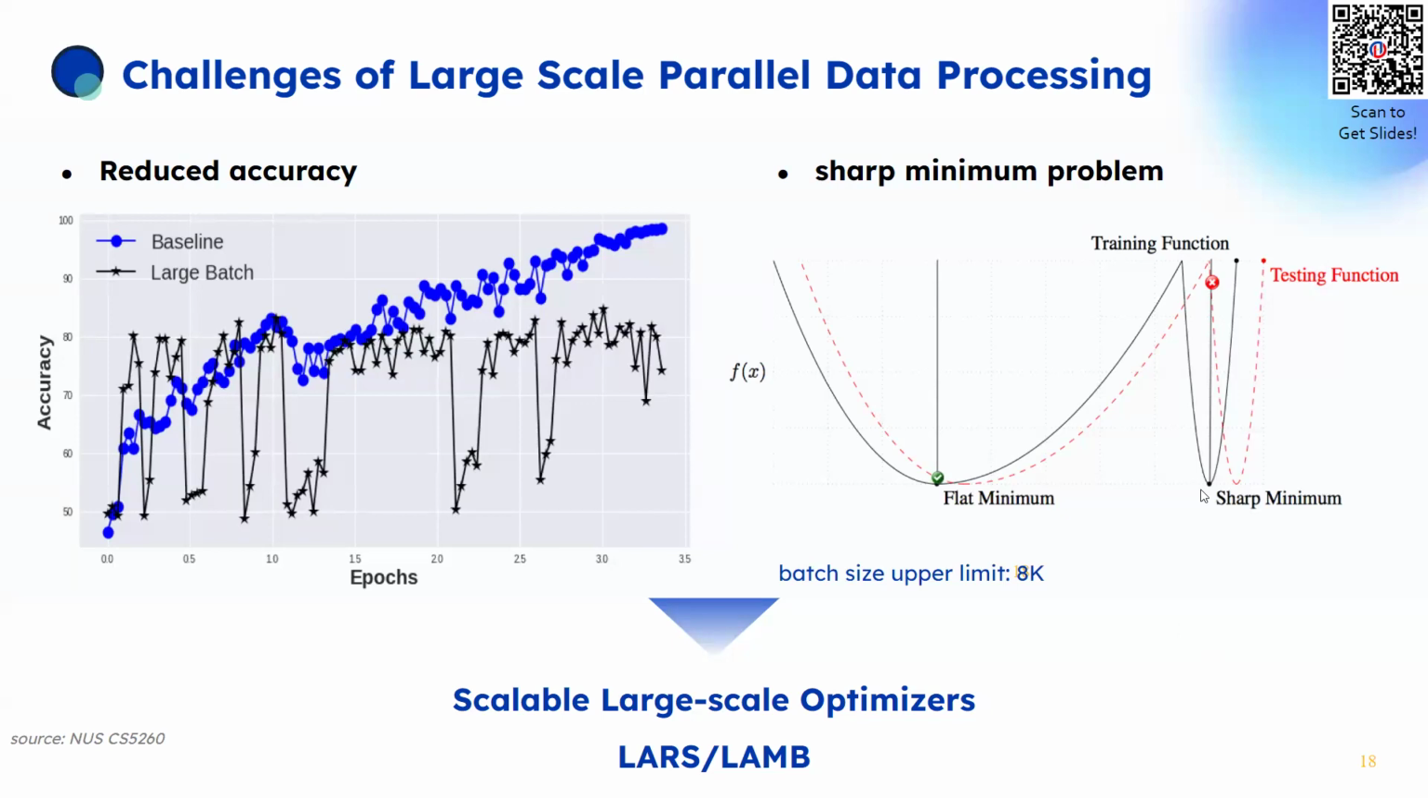Please remember, if you fix the number of epochs, you fix the number of floating point operations. Any question for this?